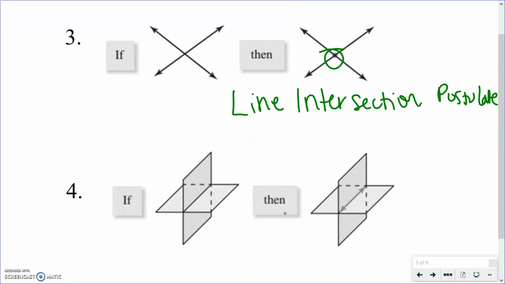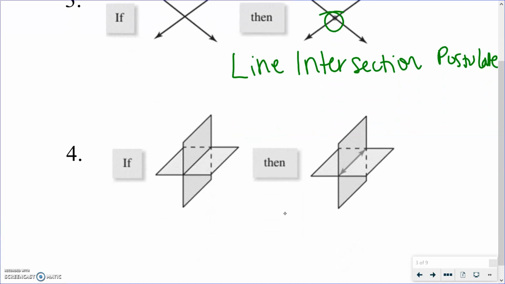Okay, this bottom picture here, it has 2 planes intersecting, and I see that here there's a more pronounced line on the second part of this. And so if 2 planes intersect, there's 1 line. And so which postulate says that? That's the plane intersection postulate.